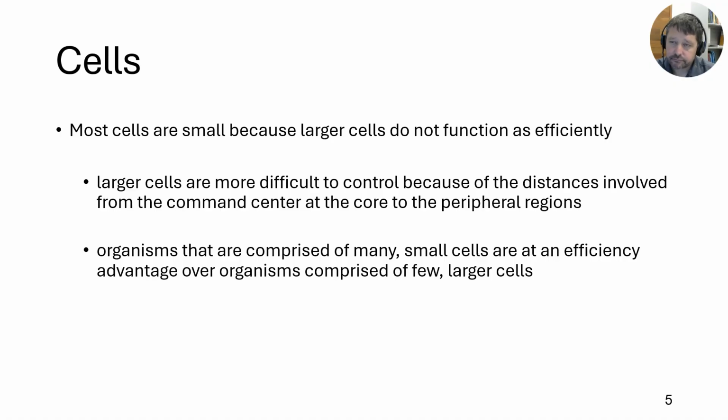Because of this reason, instead of having a bunch of large cells, we have a bunch of small cells. And so bigger organisms just have more cells. Smaller organisms, fewer cells. It's not a matter of size; the cells aren't really different. It's just a matter of how many cells.